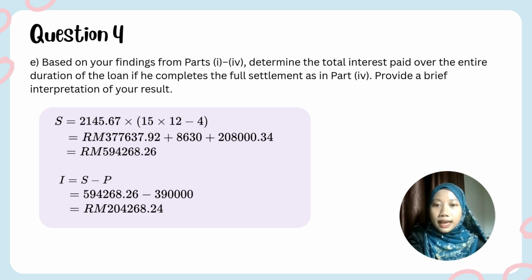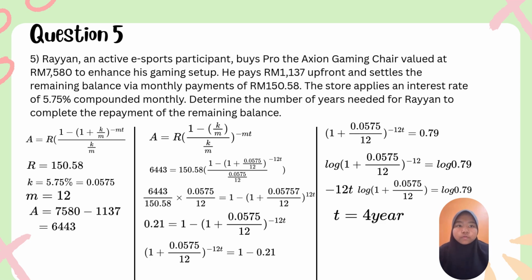After that, we just add the total of monthly installments and the total of the full settlement in 10 years. And the total of S we can get 594,268.26. And after that, we can calculate the total interest paid over the entire duration, which we can use this formula I equals S minus P. So we just substitute the value of S and the value of P, and the final answer we can get 204,268.